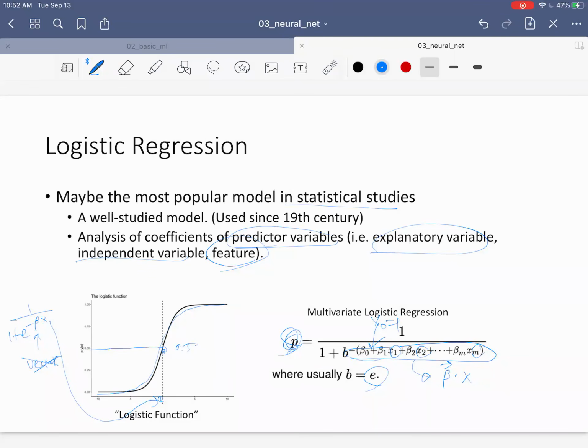As you increase and increase, the ceiling, the upper bound, is 1. And as you decrease your x, the lower bound will be 0. So it's a perfect model to model a binary outcome, because the output p will always be between 0 and 1.